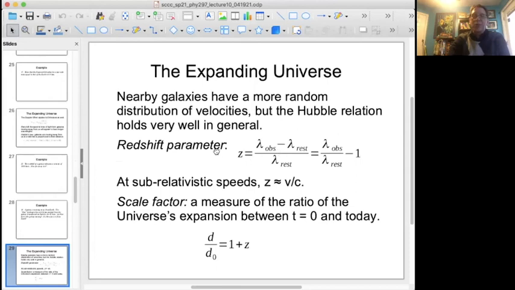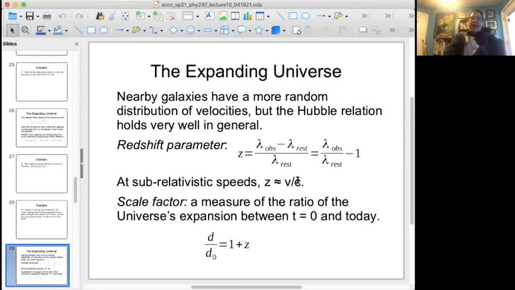So we can define the redshift parameter, which is the shift in wavelength divided by the rest wavelength, or lambda observed divided by lambda rest minus 1. At subrelativistic speeds, the redshift parameter is equal to v divided by c.